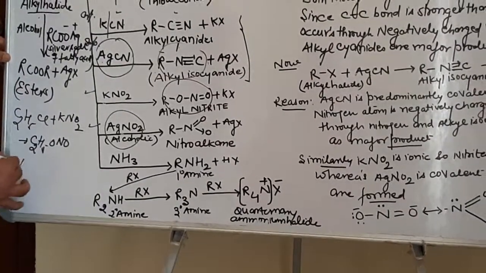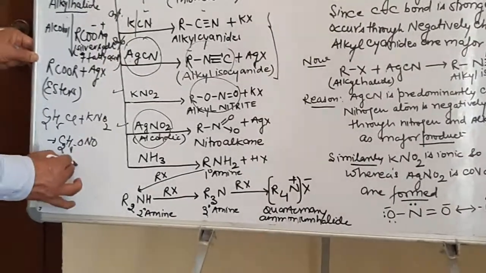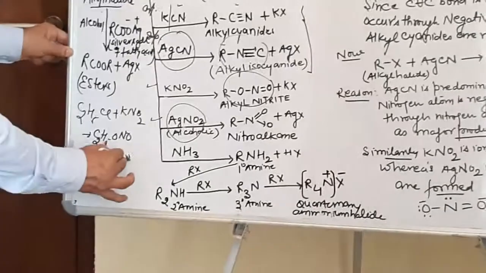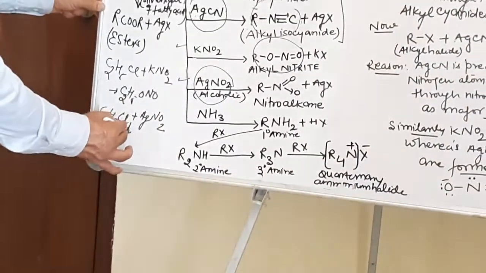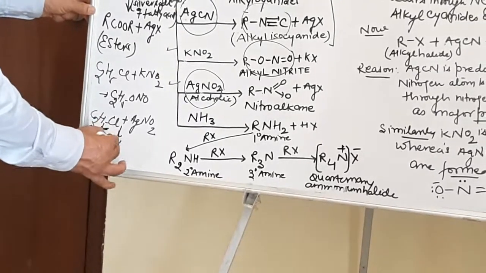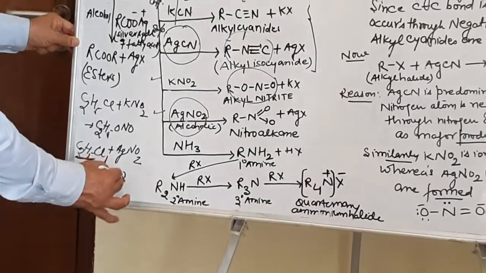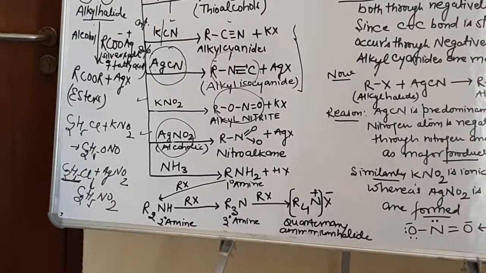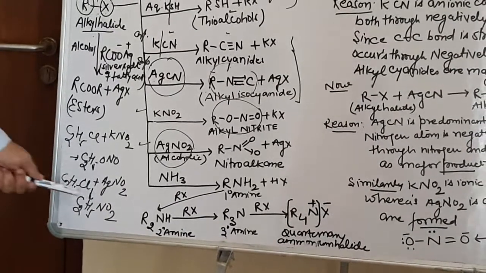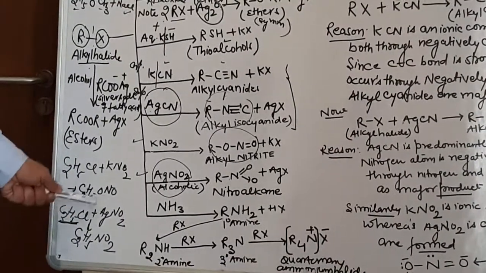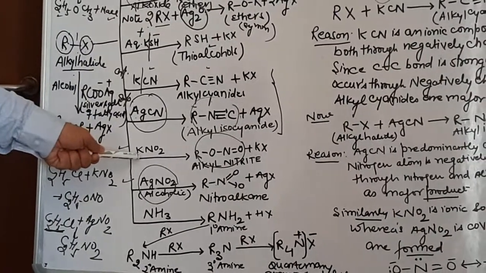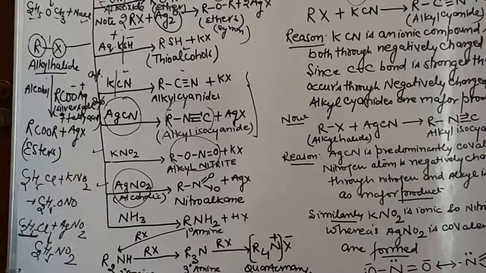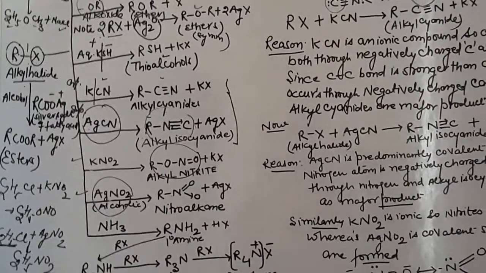And when ethyl chloride is made to react with AgNO2, just see, instead of R, what am I taking over here? The ethyl group. So what will be the product formed? It will be C2H5 and then the NO2 group, so it will result in the formation of nitroethane. With KNO2 it is ethyl nitrite. Why? Because KNO2 is an ionic compound and AgNO2 is predominantly a covalent compound.